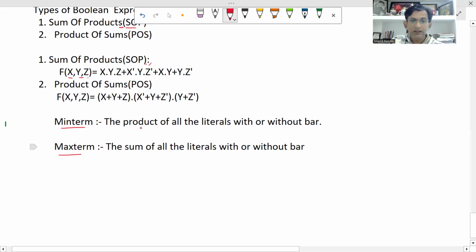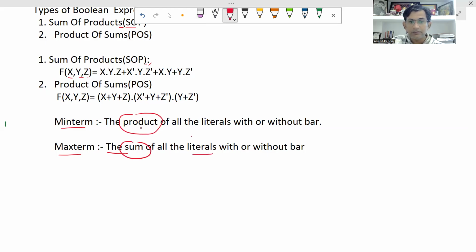the second term, the max term: the sum of all the literals, or again, the sum of all the propositions, with or without bar. Let me show you in this example. Max terms are used in POS, remember that. This term has the sum of all the propositions, x, y, z, all three, so it's a max term. This is also a sum of all the propositions with or without bar, with all three propositions present. So this is also a max term. This is not a max term because x is missing here.